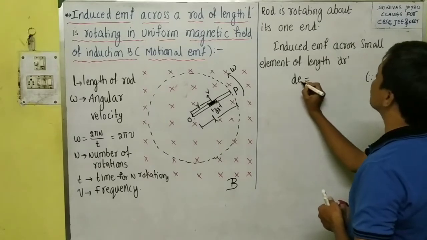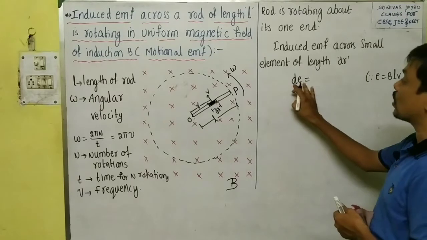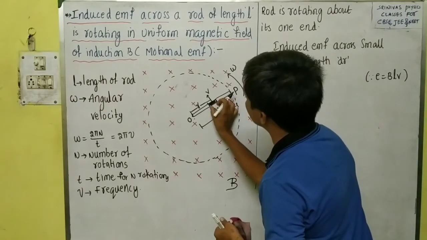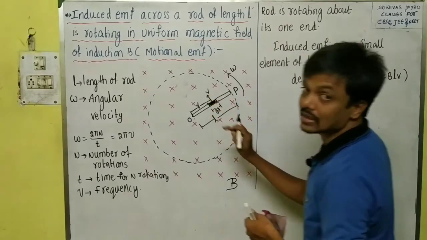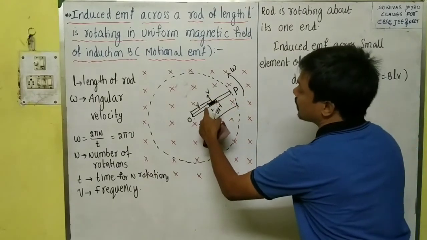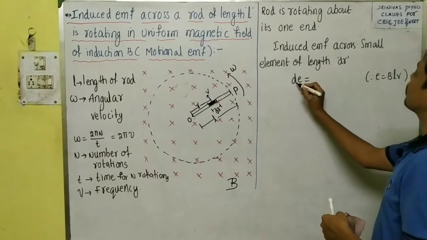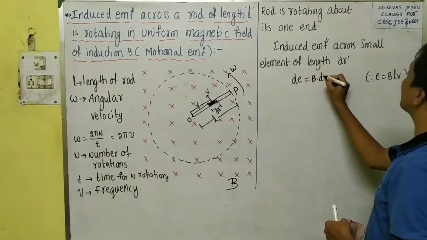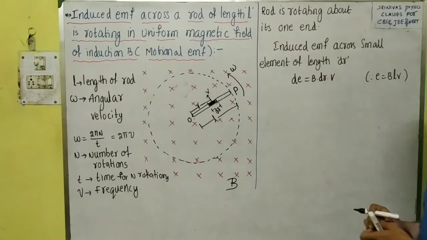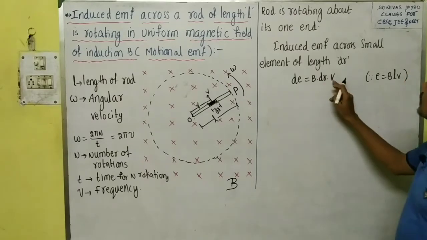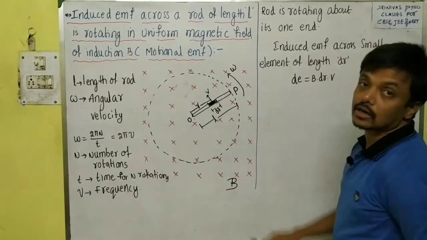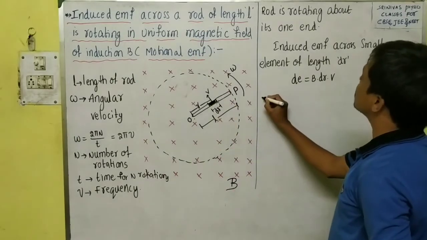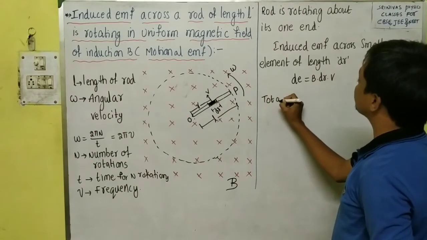But this is the small induced EMF, dE, across the small length. Across this small length the velocity is almost constant, but if you take a completely different point, then the velocity is different. For the small element, we write dE as B, L is dr, into v. Here v is the linear velocity of that dr part.